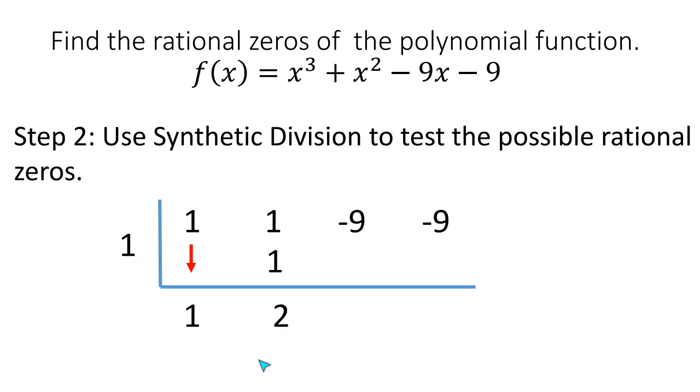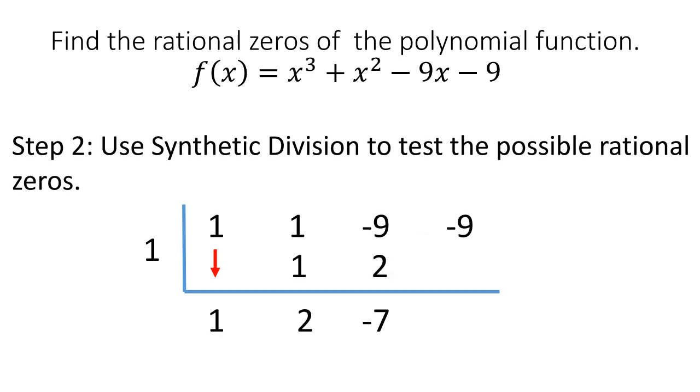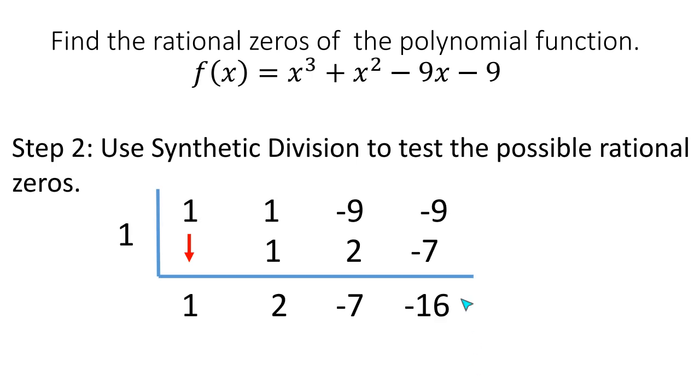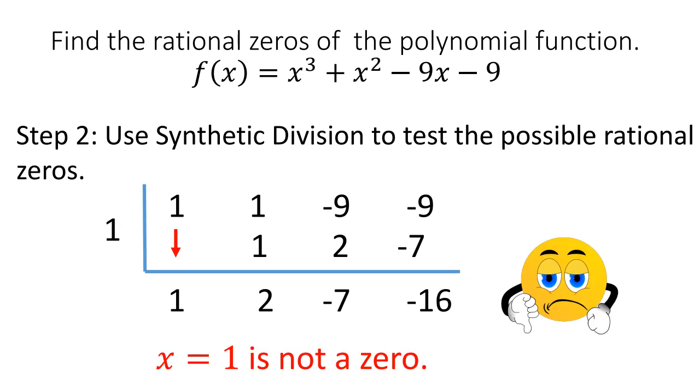Okay, so if I bring down the 1, we get 1 times 1 is 1. 1 plus 1 is 2. 1 times 2 is going to be 2. -9 plus 2 is -7. And -7 times 1 is -7. And if I add it to -9, we get -16. So notice that your remainder here is not 0. That means that x equals 1 is not a 0. So it's okay. Now we just try another number in our list.